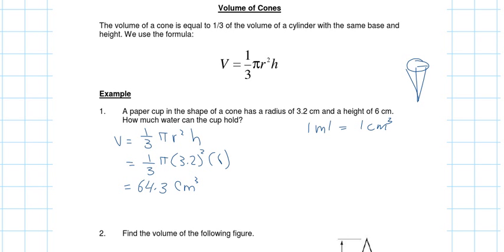So if this is 64.3 centimeter cube, which is the same thing as saying that the paper cup can hold 64.3 milliliter of water. Yes?